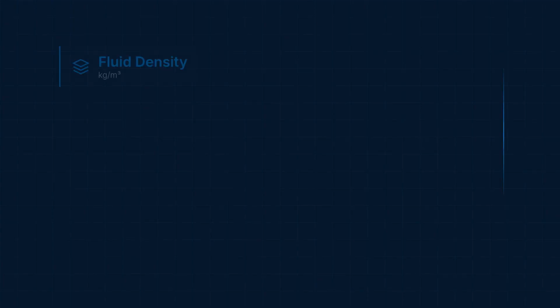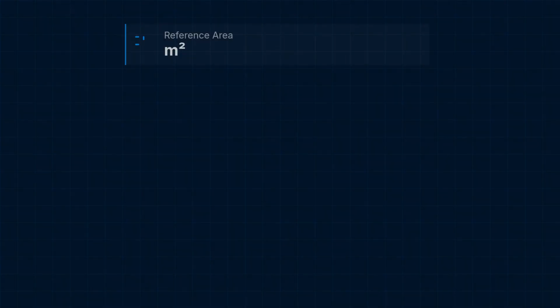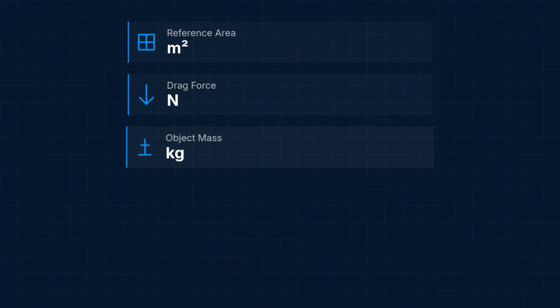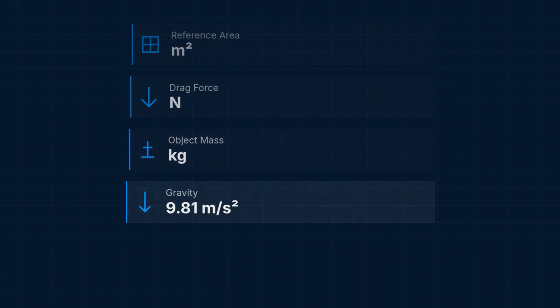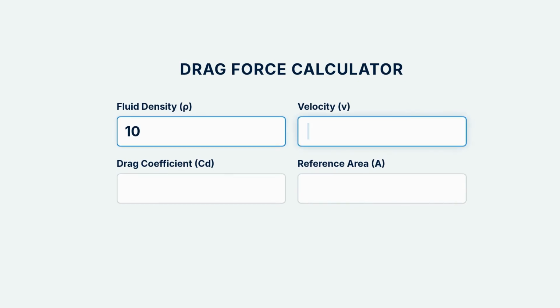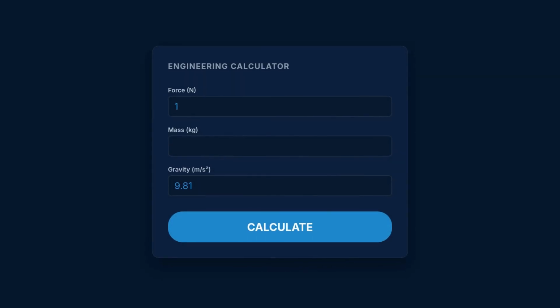The input fields are fluid density in kilograms per cubic meter, velocity in meters per second, drag coefficient, which is dimensionless, reference area in square meters, drag force in newtons, object mass in kilograms, and gravity, which defaults to 9.81 meters per second squared. Let's work through an example. I'll enter 10 for fluid density, 10 for velocity, 10 for drag coefficient, 10 for reference area, 10 for drag force, 10 for object mass, and keep gravity at 9.81.